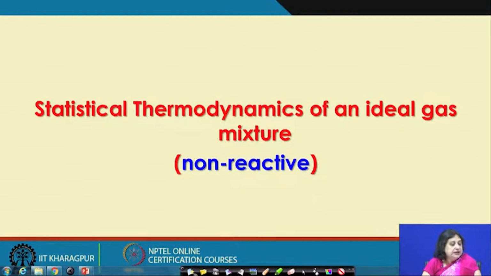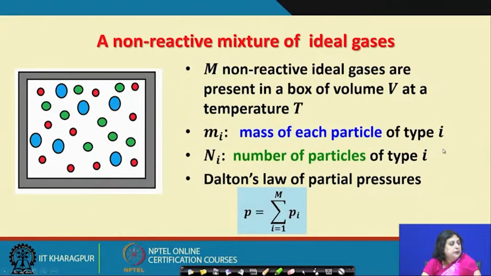So, in this case, the kind of system that I am talking about can be outlined like this. I have a non-reactive mixture of ideal gases, where a typical microscopic state looks like this. So, I have in this picture how many different types of ideal gases? I have one comprised of these red molecules, I have another one comprised of these green molecules, and I have the third type comprised of these blue molecules.